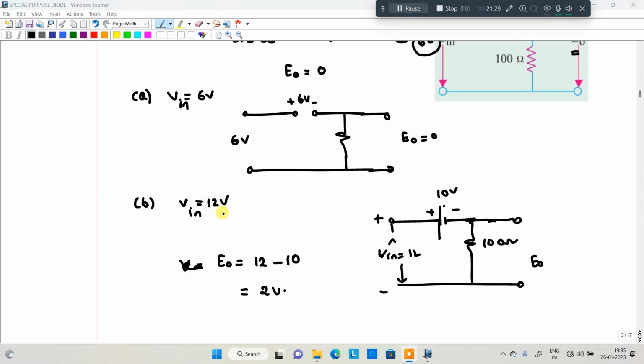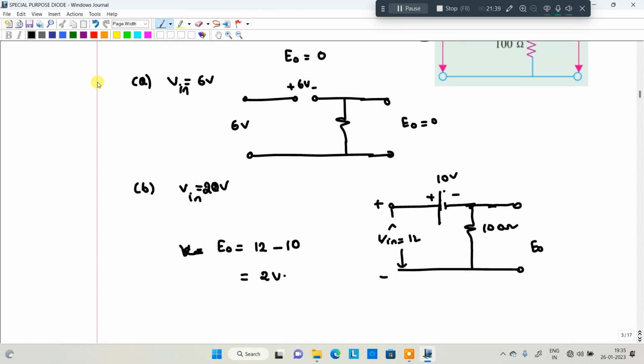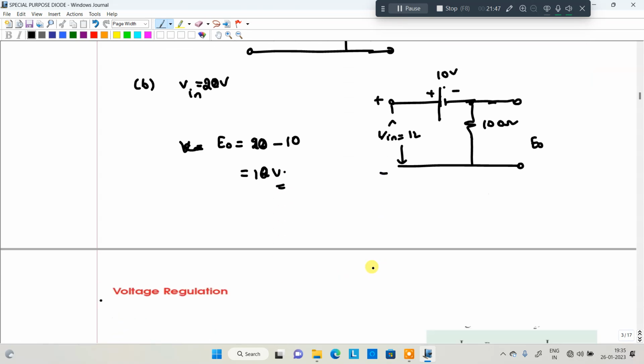Okay, but here 12 volts is not given, it is 20 volts that is given. Just see, I am sorry. So what is the voltage given? 20. Okay, that means 20 minus 10. What is 20 minus 10? 10 volts is the answer. So is it clear to everyone? Then we are moving to the further problem.